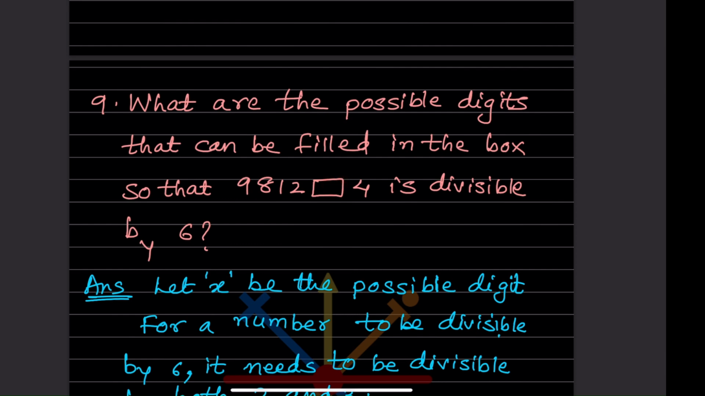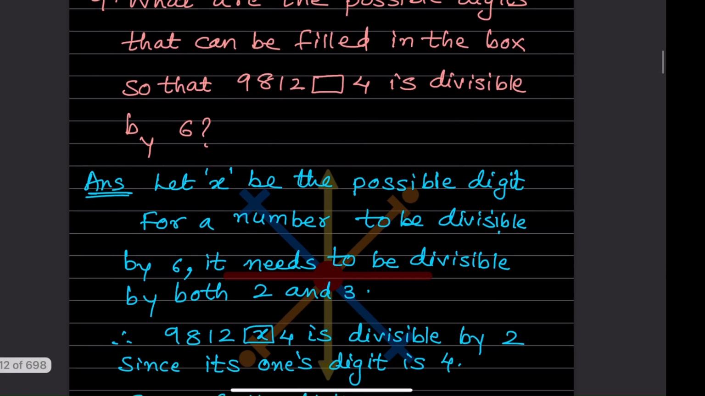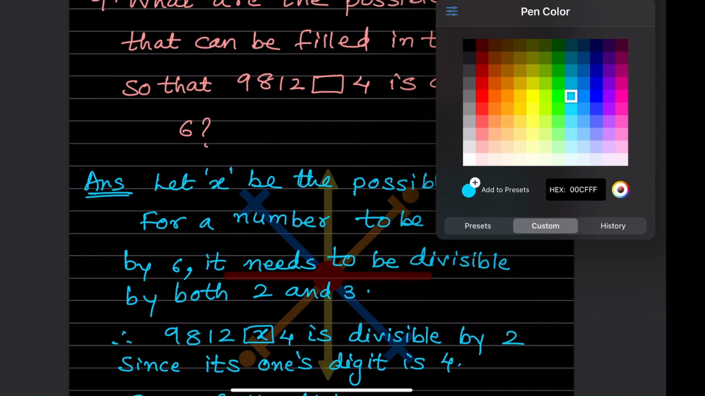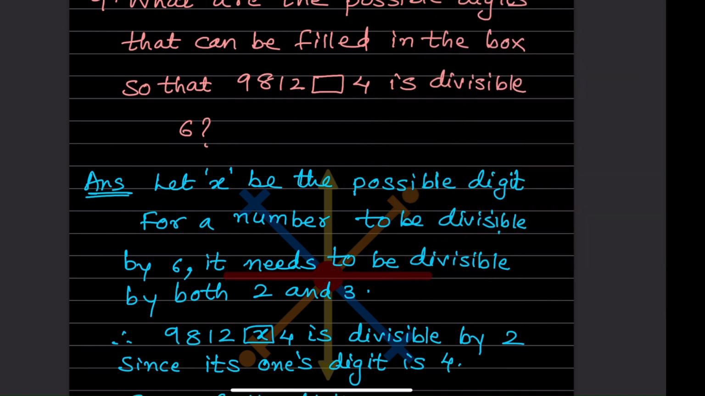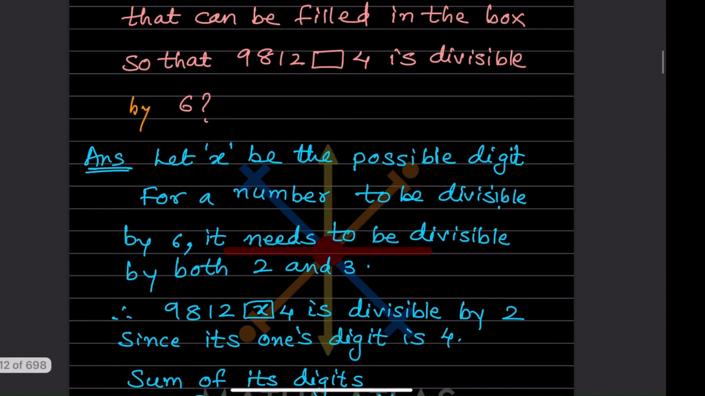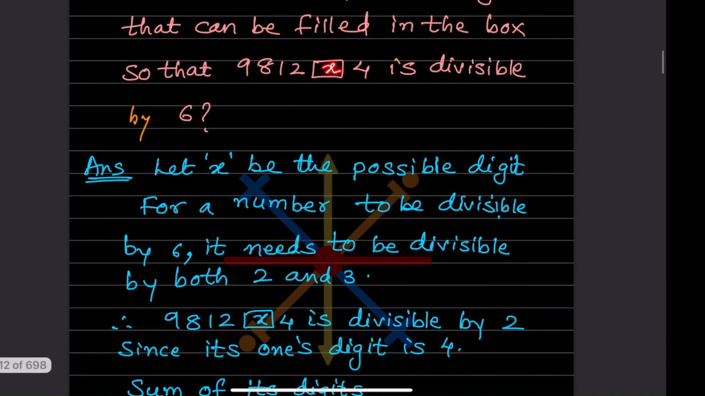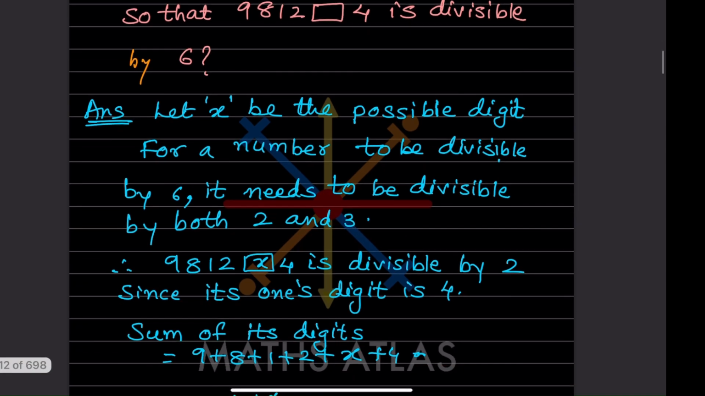So it is divisible by 6. So now here, let us put this as x. For a number to be divisible by 6, it needs to be divisible by both 2 and 3. This is the rule. So what will we do?